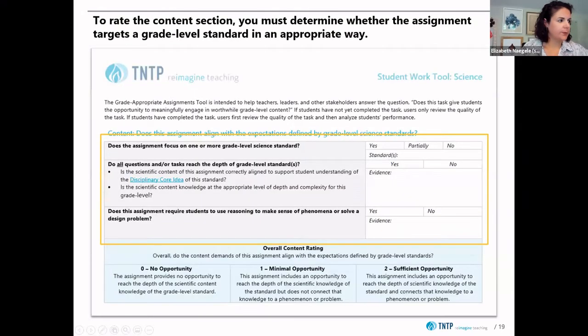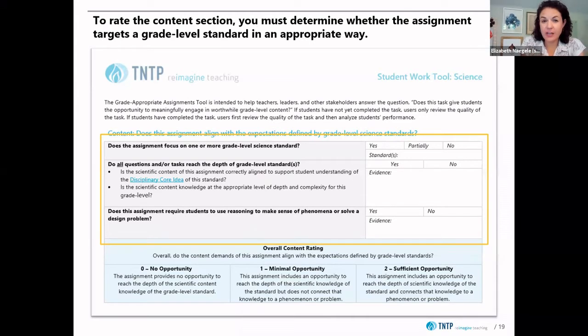Okay. So we already looked at content during our June trainings. Of the 3 sections, that's the one that we spent the most time on. And if you recall, to rate on the content section, we think about if the assignment targets a grade level standard in an appropriate way. I'm not going to go through this in the same level of depth, but just a quick overview of the 3 content questions. So I'm going to give you that before we move forward in practice.